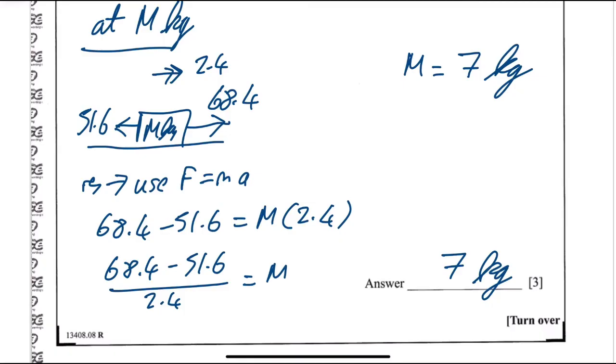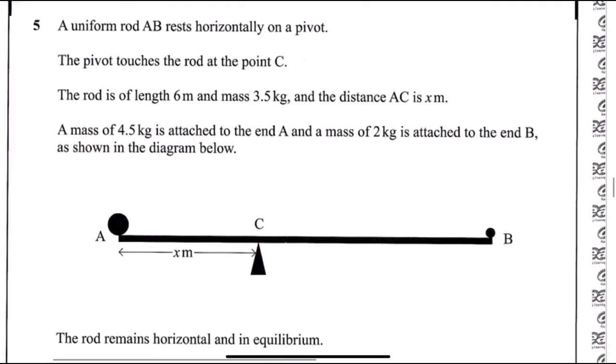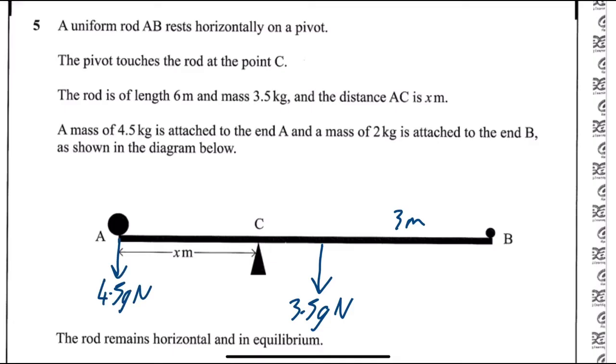Okay, next question. Two more to go, I think. Right, this is a moments question. It says, uniform rod AB rests on a pivot, so it's pivoted at point C. The rod is of length 6, and it's a uniform rod, so mark on 3 meters from the end to the center, and the weight is 3.5g newtons. It also tells you a mass of 4.5 is attached, so 4.5g newtons. 2 kilograms is here, so that's 2g newtons, and the diagram as shown.